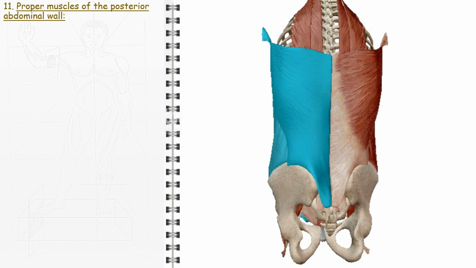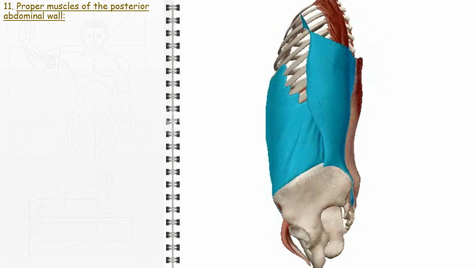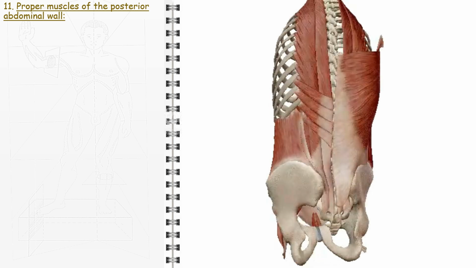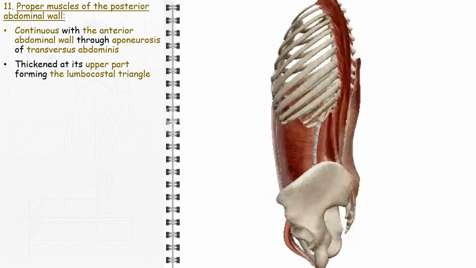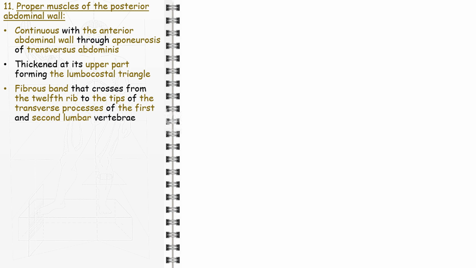Nevertheless, they participate in the posterior abdominal wall. The latter has proper muscles. The proper muscles of the posterior abdominal wall are continuous with the anterior abdominal wall through aponeurosis of transversus abdominis. The latter thickens at its upper part, forming the lumbocostal triangle, a fibrous band that crosses from the 12th rib to the tips of the transverse processes of the first and second lumbar vertebrae.